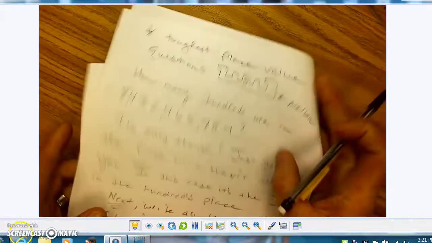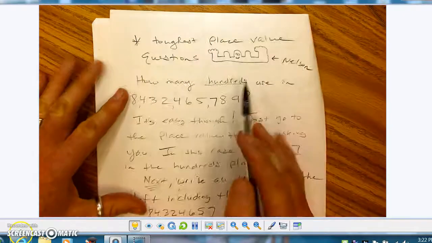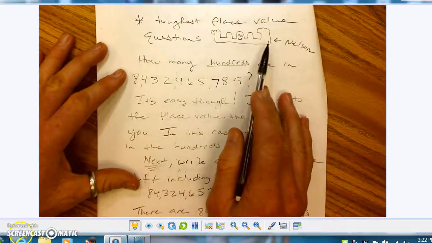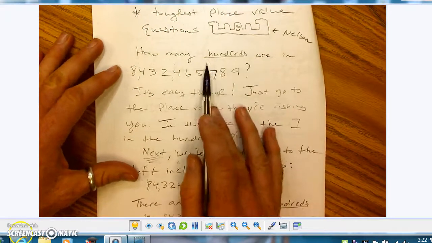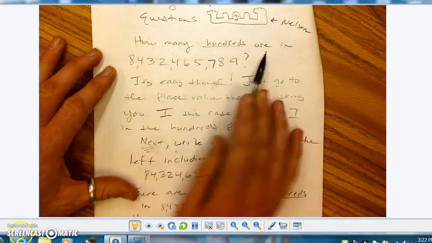Okay, next. I did a little star thing. It says toughest place value question. That's me. I'm super strong, right? Okay, how many hundreds are in? Oh yeah, these are always the tough ones. How many hundreds are in this?